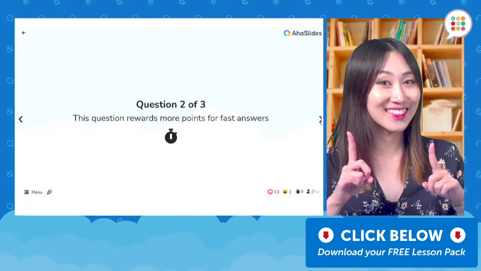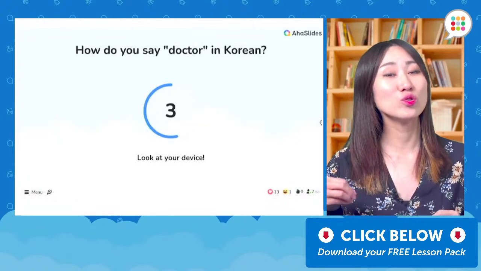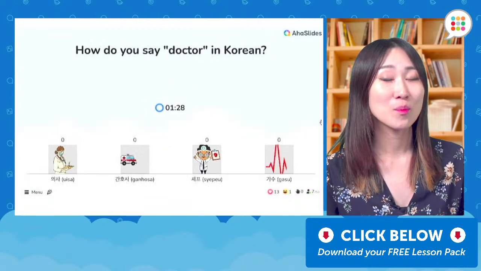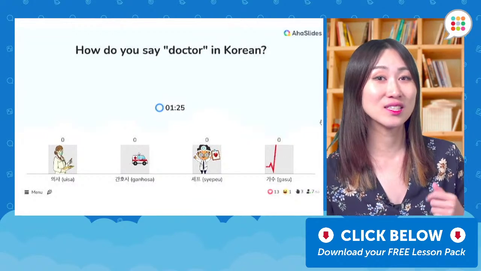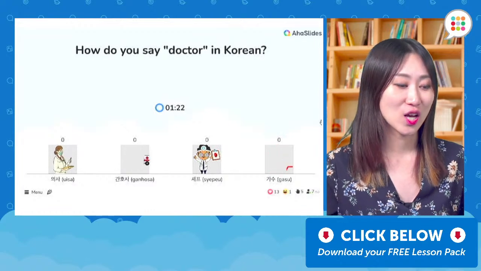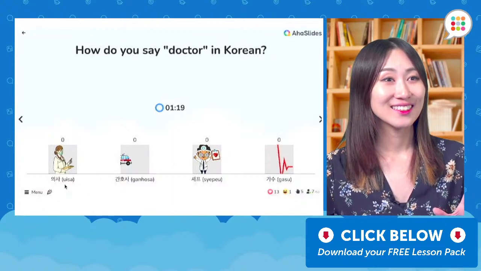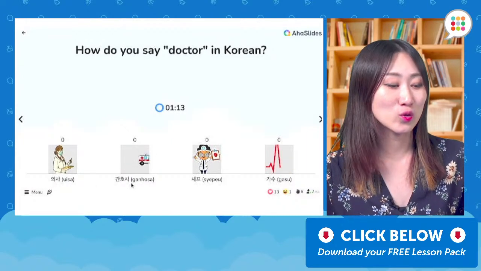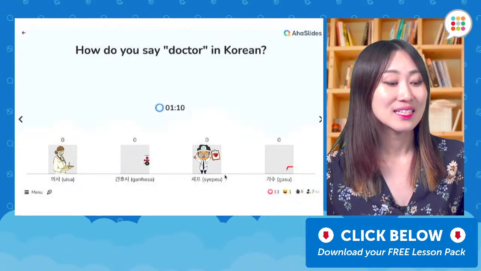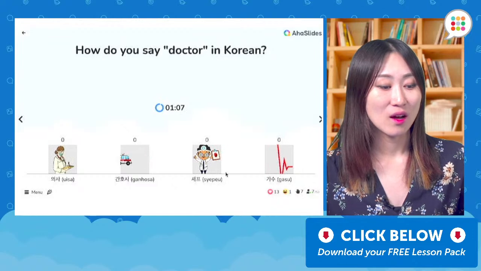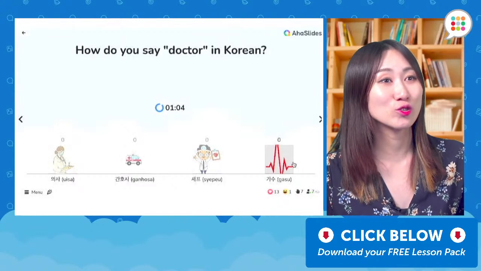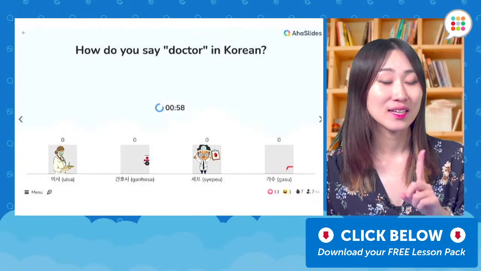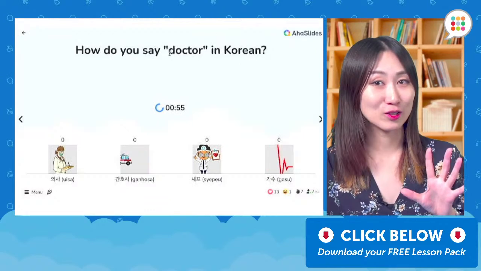So answer quickly. So how do you say doctor in Korean? So when you go to 병원, hospital or clinic, you see a doctor. And how can I say doctor in Korean? First option is 의사. Second option is 간호사. Third option is 셰프. Fourth option is 가수. So there are 4 words, so please choose one of them. Doctor. Choose doctor.